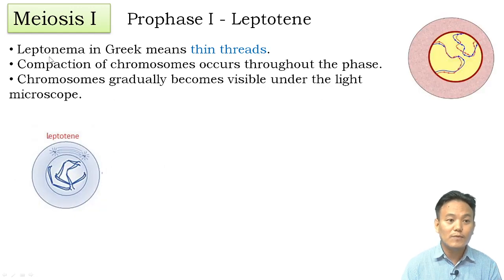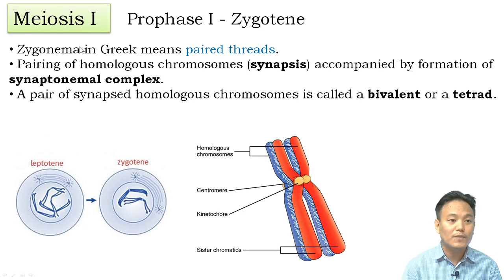Leptotene means thin threads, and Zygotene means paired threads. So why is it called paired threads? Because there is a pairing of homologous chromosomes.